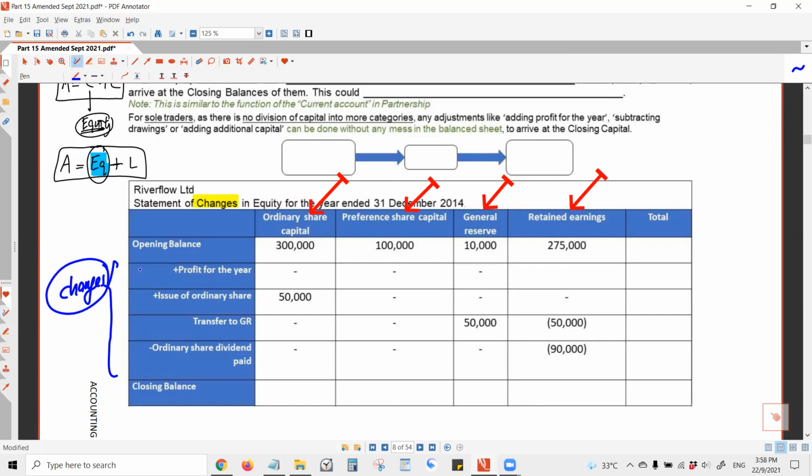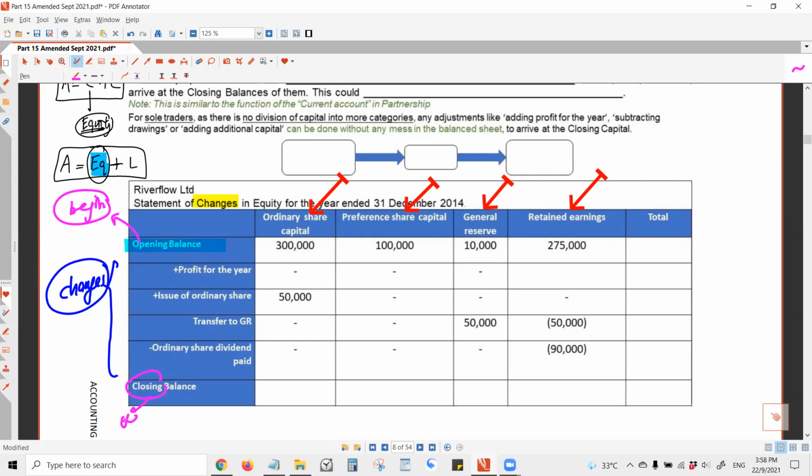Okay, now let's look at it one by one. First row of numbers, you have the opening balance. Opening means not opening a bag, not opening a can of Coca-Cola. Opening means beginning of the year. So opening balance means the remaining amount for these four components at the beginning of the year.